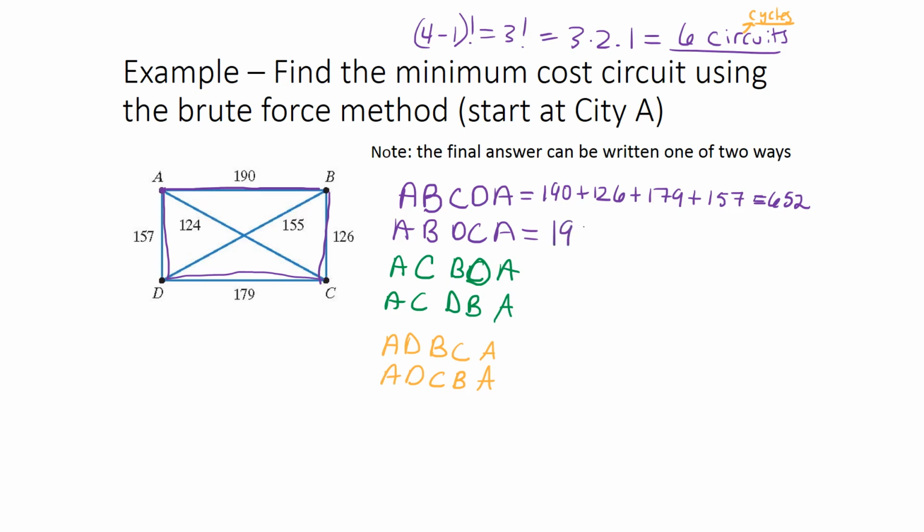A, B, D, C, A. So AB, and this time we go to D, which is 155, to C, which is 179, back to A, which is 124. So that should give you 648. So that one's a little cheaper. So that one looks better than the first one we had.